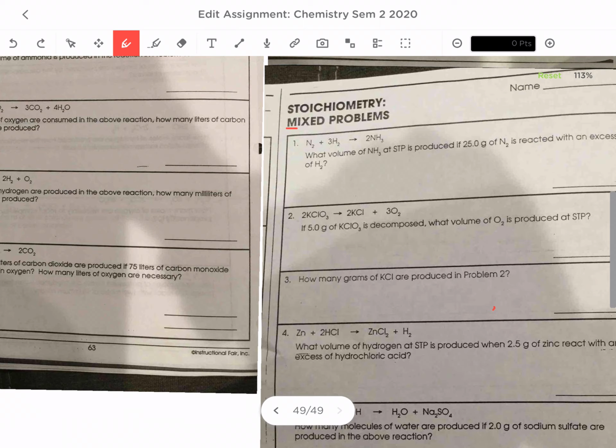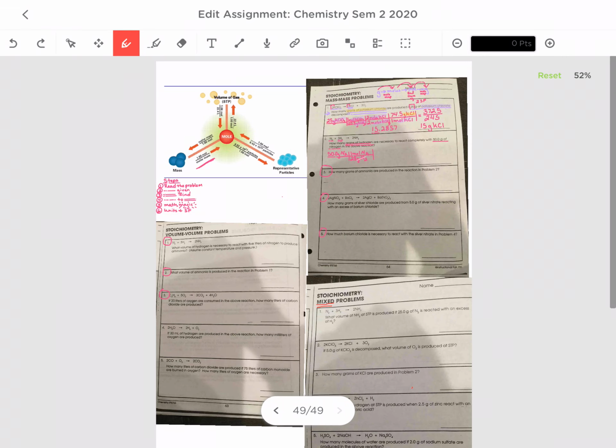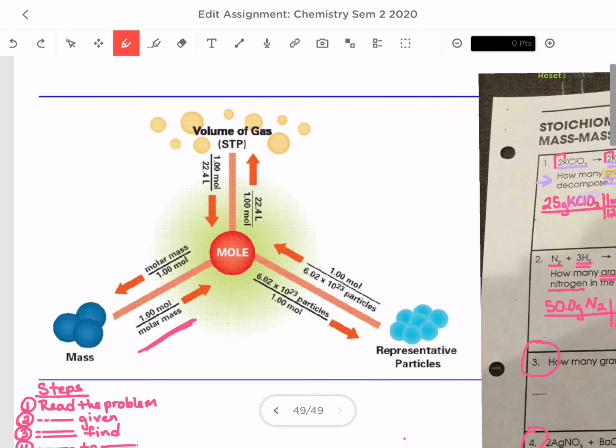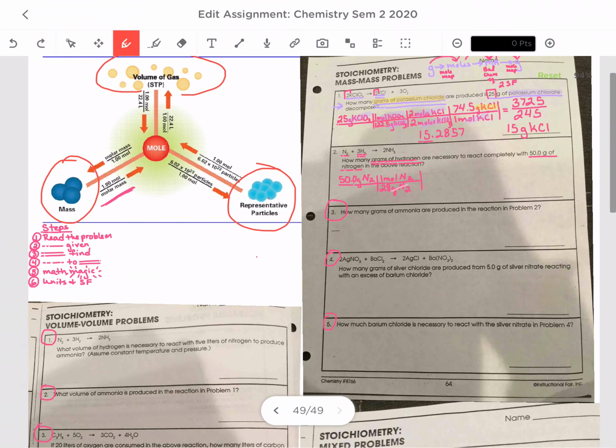So mixed just means in this sense that we are, where's my mole map? That we are going from any of the cities to any of the other cities on the mole map. So that's all mixed means. We're not doing anything different. We're just traveling to different cities, which we already learned quite a long time ago.